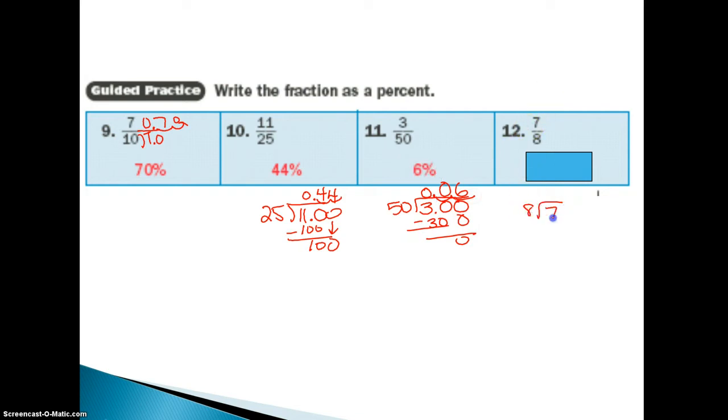7/8, add the decimal point, bring it up, add a 0. Subtract, add a 0. Subtract again, add a 0, and you're at 5. So it's 0.875, which is 87.5%.